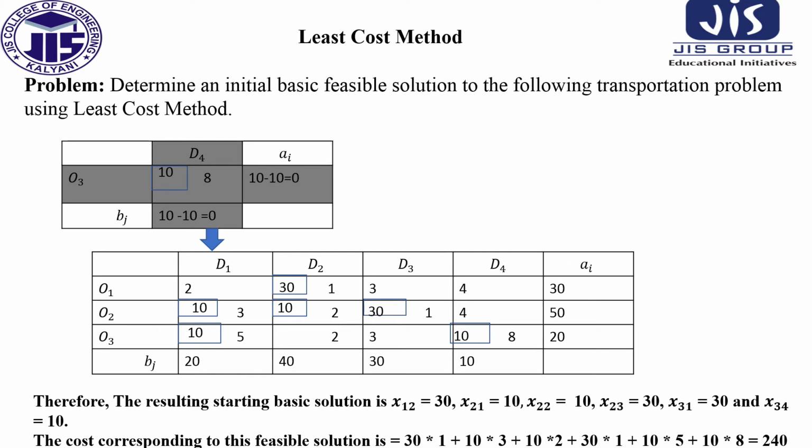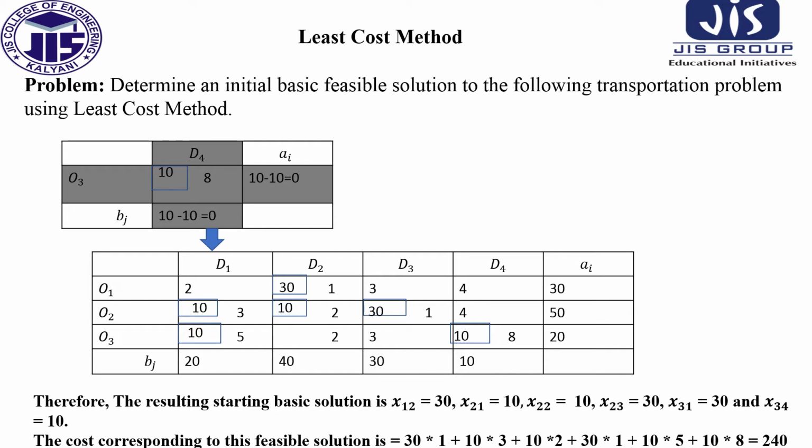So this is the last table. Only one cell is there, no comparison. Here 10 is the supply value and 10 is the demand value. Allocate this 10; the supply is also 0, and the demand is also 0. So this is the new allocated table we have received.